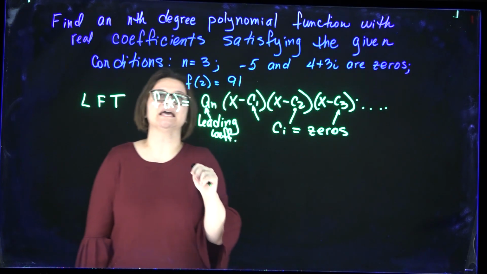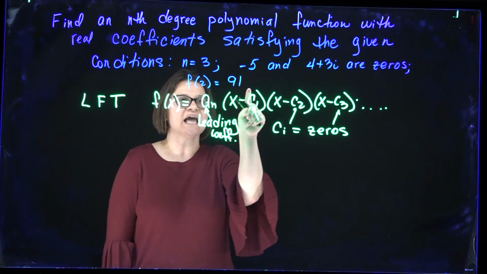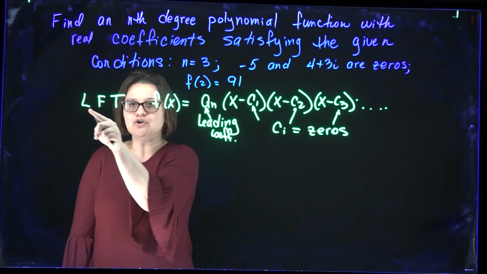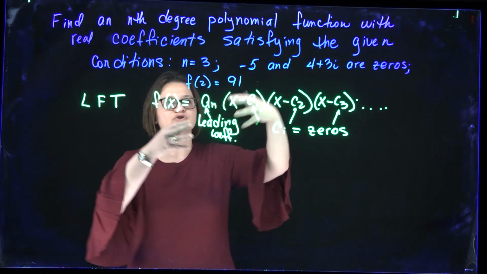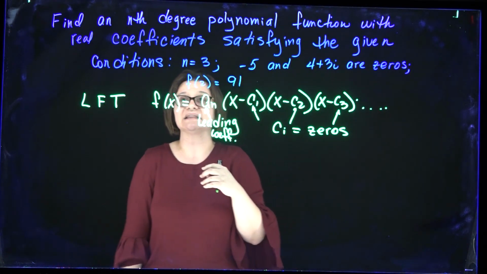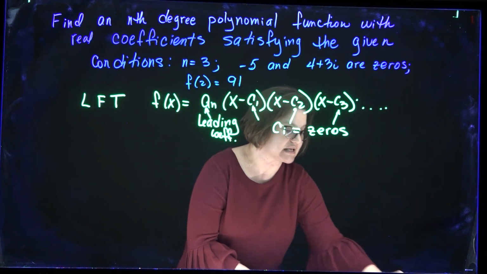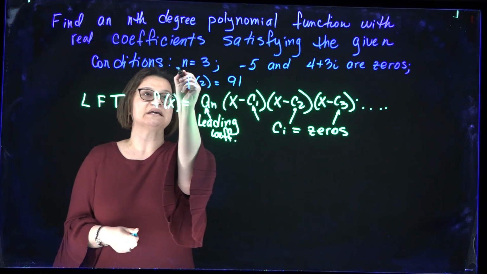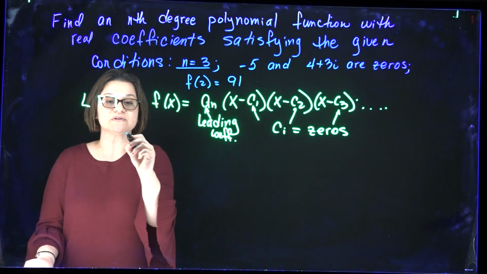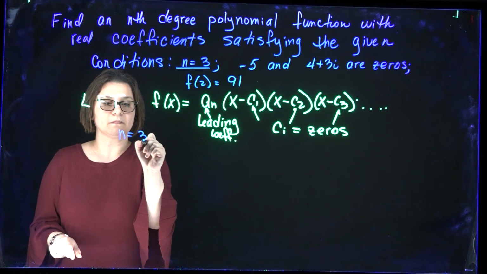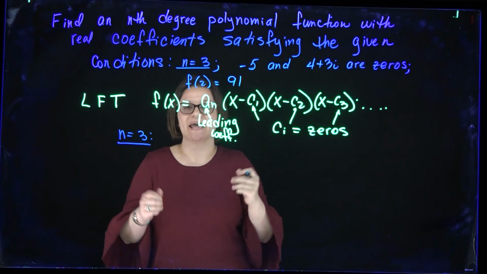Now, let's see how we can utilize all of the different conditions, all of the different givens, and see how we can also use the Linear Factorization Theorem to put all the pieces together. All right, let's read the problem. I'm going to start by reading n equals 3. It's this portion of the problem right here. Let me tell you what n equals 3 will give us. We know many things from simply reading what n is.